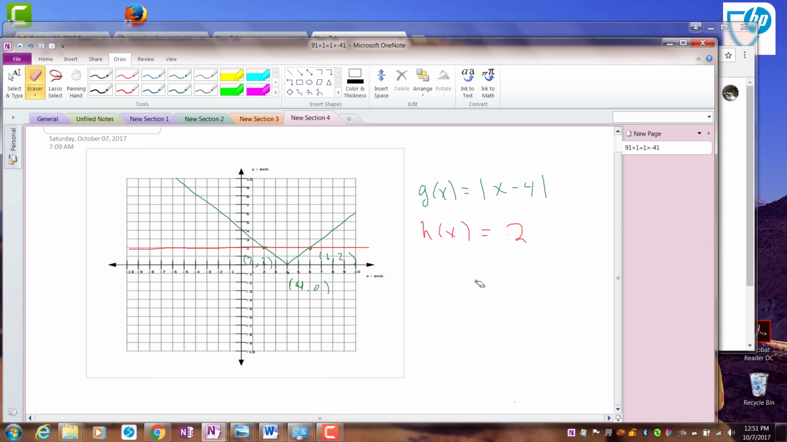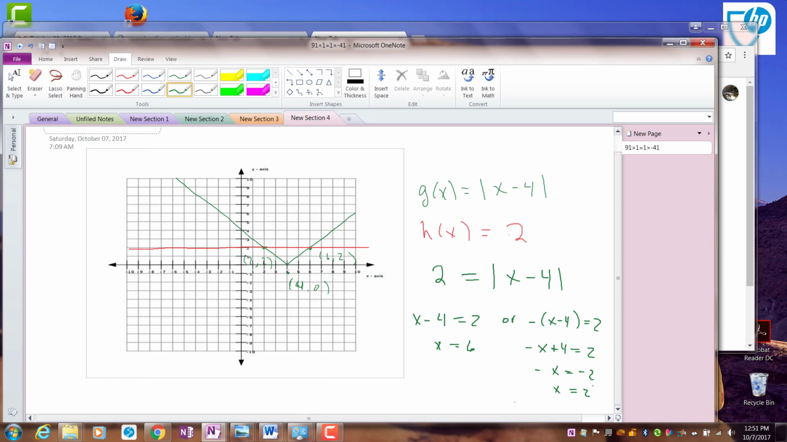So let's let 2 equal the absolute value of x minus 4. All right, so there's two solutions. x minus 4 equals 2, or the opposite of x minus 4 is equal to 2. Over here, x is equal to 6. Over here, doing a little distribution, negative x plus 4 is equal to 2. Negative x is equal to negative 2. Therefore, x is equal to 2.